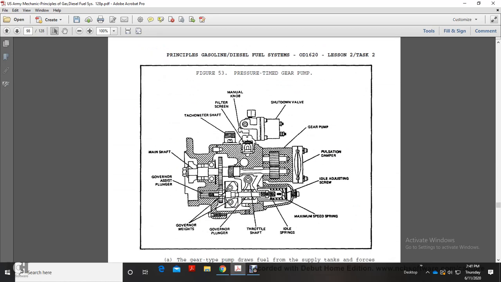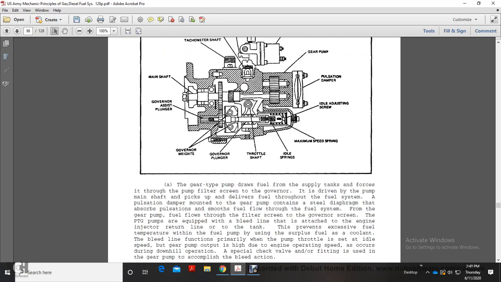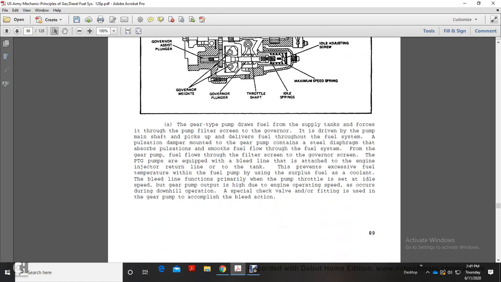This shows your pressure time gear pump: the tachometer drive, filter screen, manual shutdown knob, gear pump, pulsation damper, idle screws, maximum speed spring, idle spring, throttle shaft, governor plunger, governor weights, governor assist plunger, and main shaft. The gear type pump draws fuel from the supply tank through the pump filter screen, driven by the governor drive of the pump.